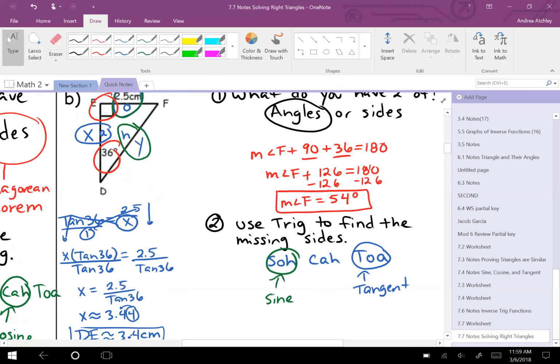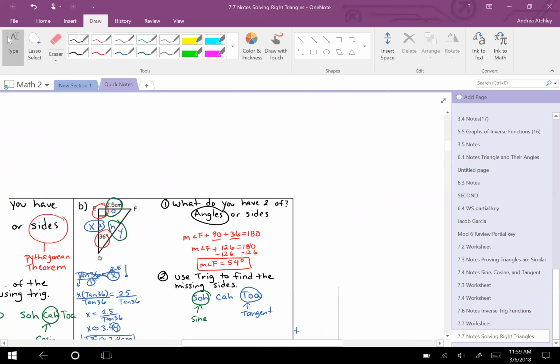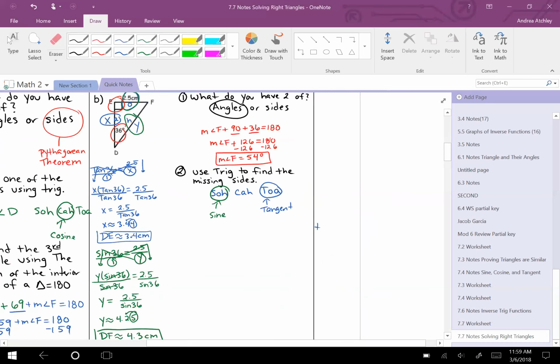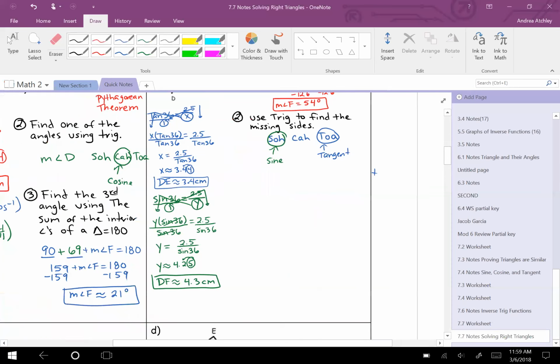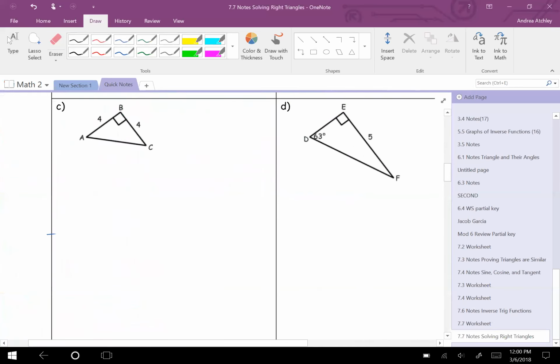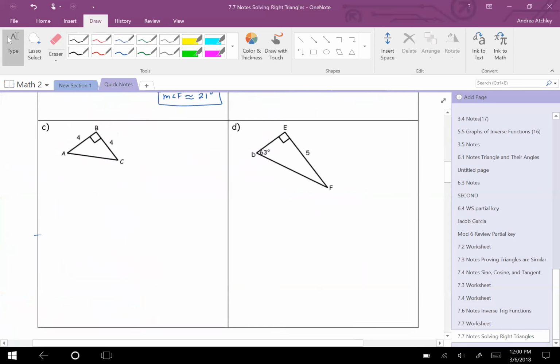So now I have all my missing angles and my missing sides. We did all that fun work. Yay. Okay, you guys are going to do C. Do C in your pairs. I'm going to combine and check.